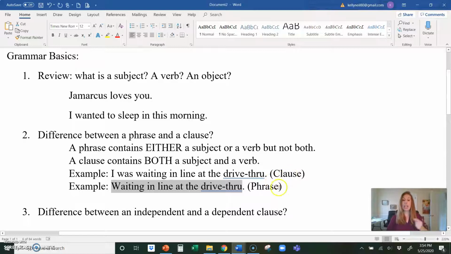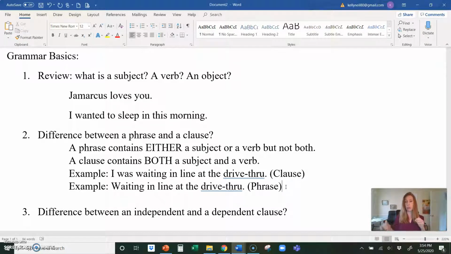But we can combine clauses and phrases together to make more sophisticated sentences. That's why it's important to know the difference between those two things, okay? So pause for a minute, make sure you understand that difference between a phrase and a clause, and realize the reason we want to talk about them is because putting them together helps us create sophisticated sentences.